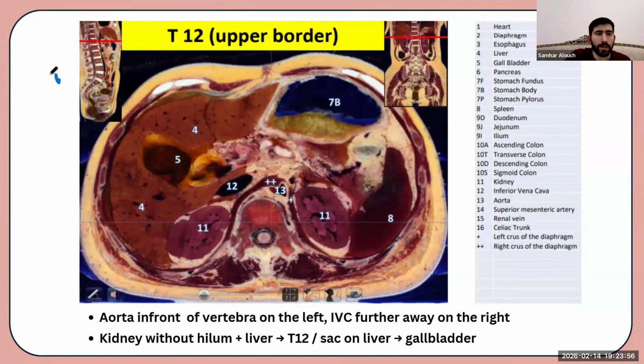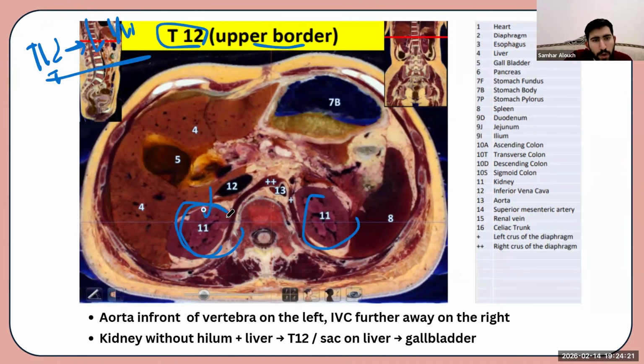Now, T12, it's divided into two parts, upper border and lower border. You just need to know if it's T12, not necessarily upper border or lower border. So how will I know it's T12? We see the kidney. We said if we see the kidney, it's from T12 till L1 or L2. Okay? We see the kidneys, then it's definitely one of these.